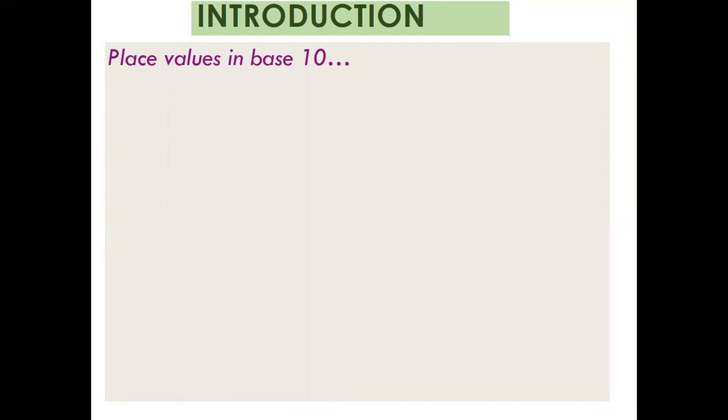When we talk about place values in base 10, which is the usual counting base that we've been used to for as many years as you have been in school, you hear something like units. The first digit is usually the unit digit. Then we say tens, then hundreds, then thousands, and on to tens of thousands, hundreds of thousands, and so forth. Sometimes we go as far as billion, trillion, and the like, right?